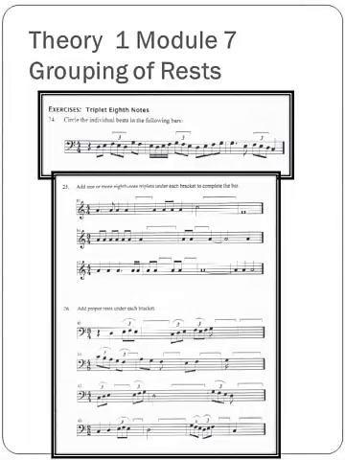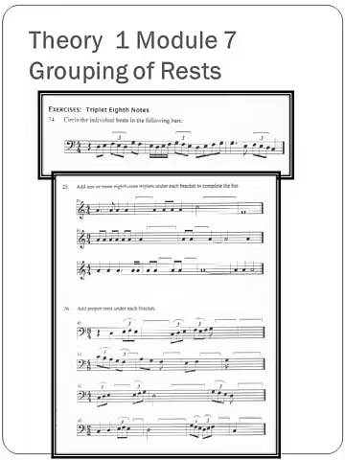Exercise 24. Triplet eighth notes. Circle the individual beats in the following bars. Remember, a triplet means that you're playing 3 notes in the time of 2. Number 25. Add 1 or more eighth note triplets under each bracket to complete the bar. I don't think you'll have any trouble with that.